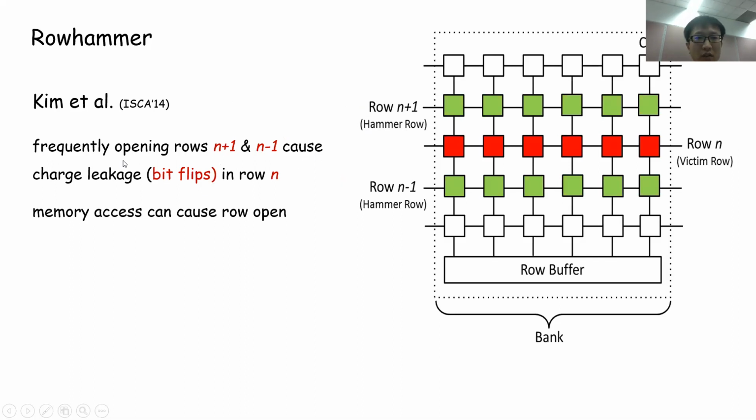In 2014, Kim observed that frequently opening rows N+1 and N-1 will cause some cells in row N to leak charge at a much faster rate, such that these cells in row N cannot maintain their charge even when the DRAM refresh comes. We call rows N+1 and N-1 the hammer rows, and row N is called the victim row. Besides, the memory access can cause the row open operations, indicating that Rowhammer is a software-induced hardware vulnerability.